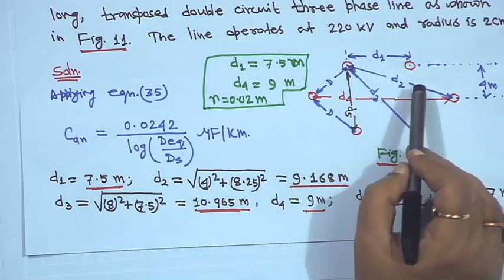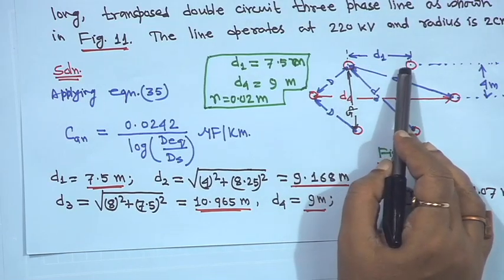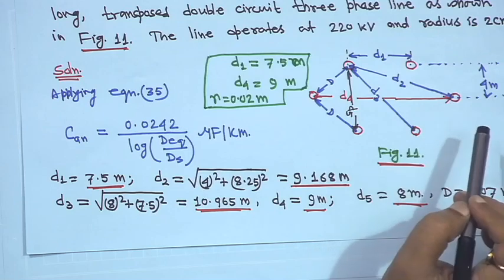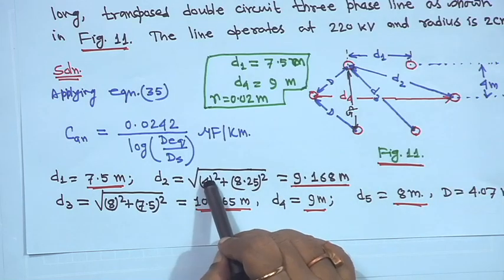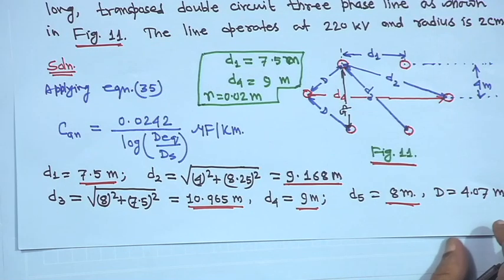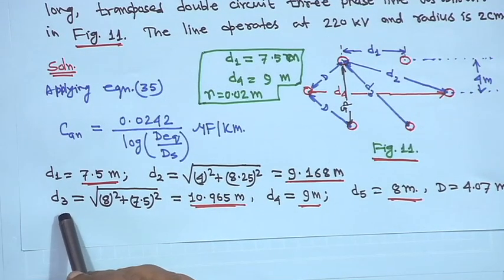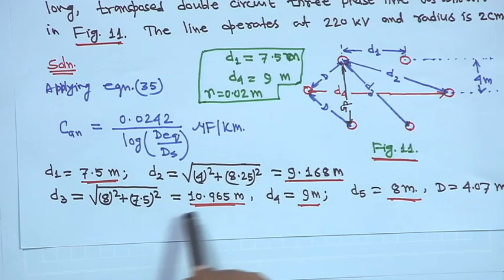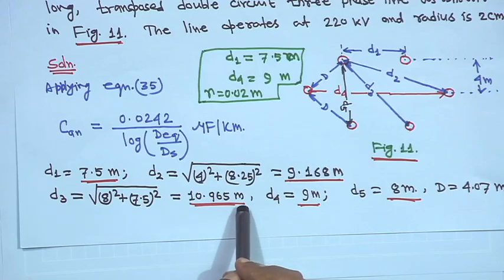So, if d1 is given 7.5 and d4 is given 9 and this height is 4, from that you can easily find out what will be your d2, right. So, next is the d3. Similarly, d3 also will be root over 8 square plus 7.5 square, right. It will become 10.965 meter.